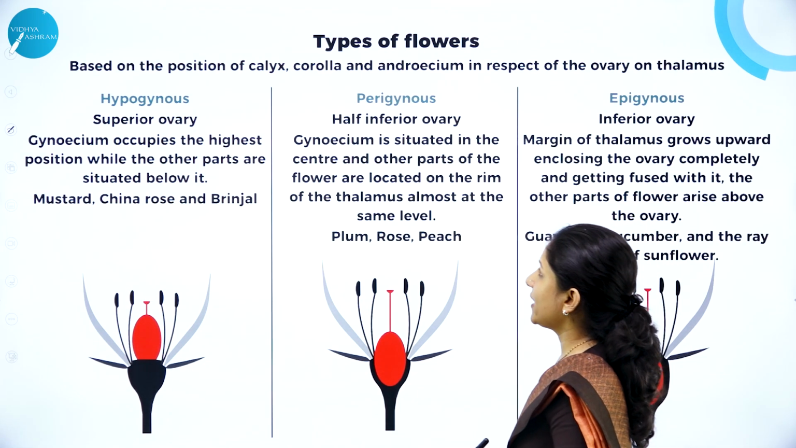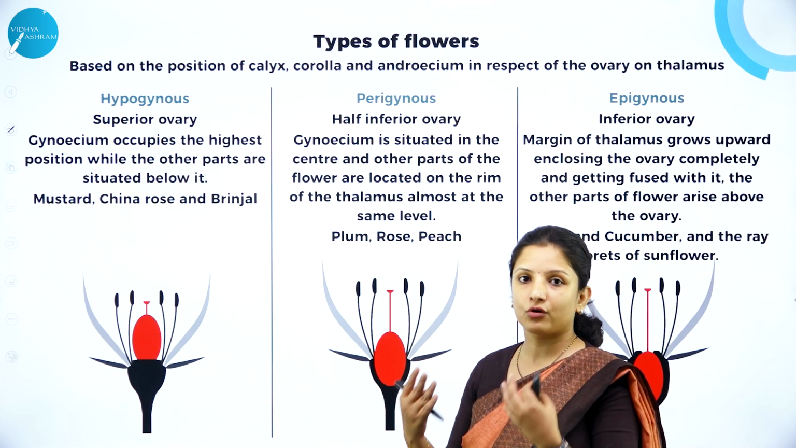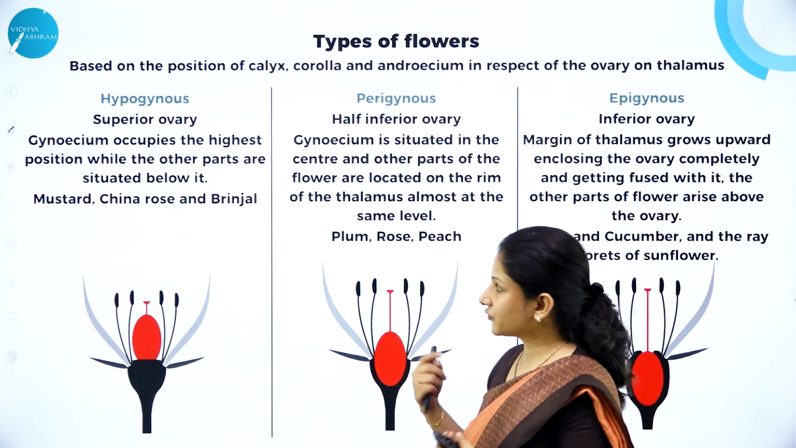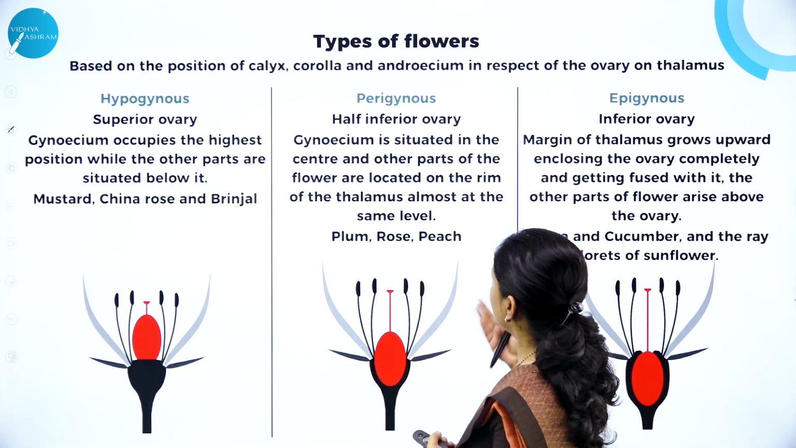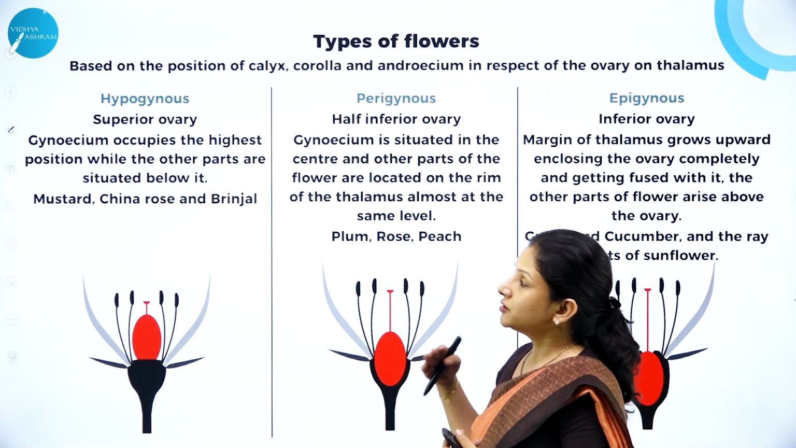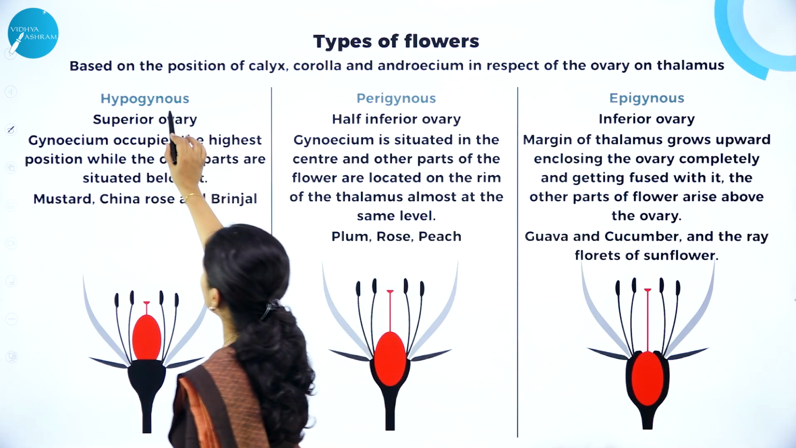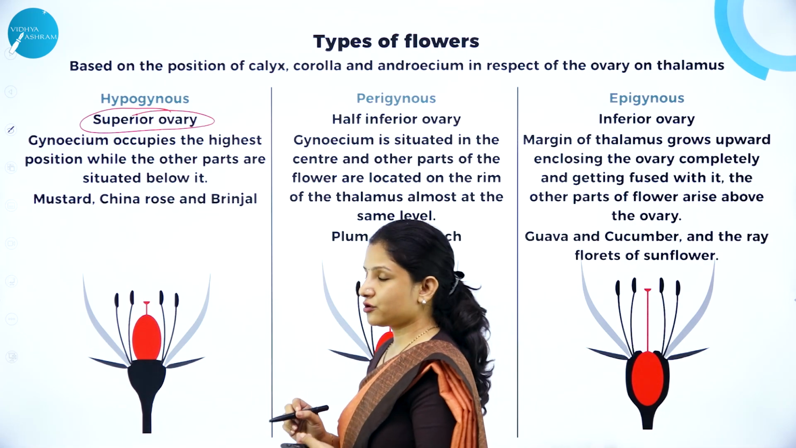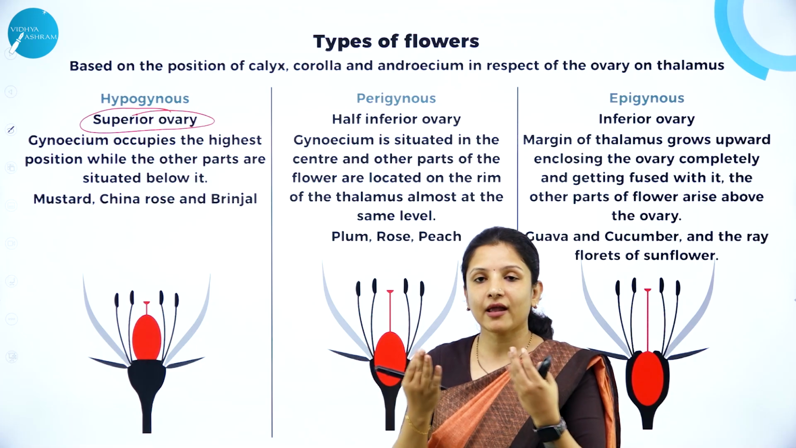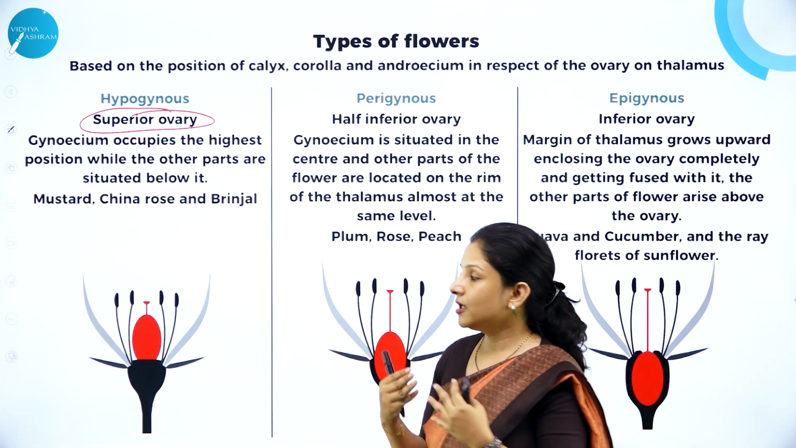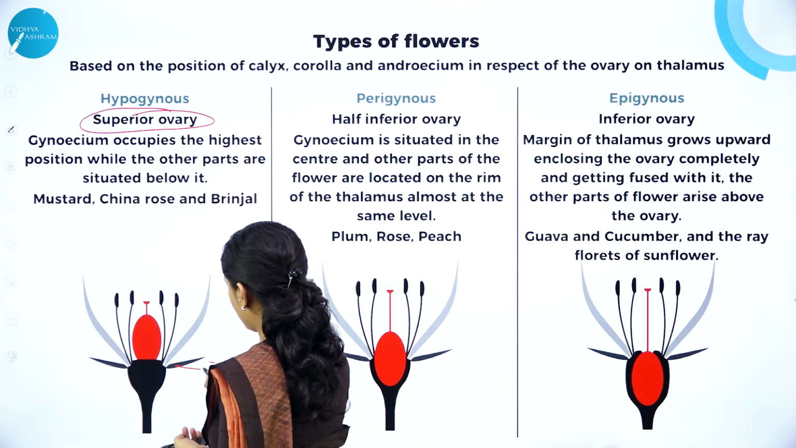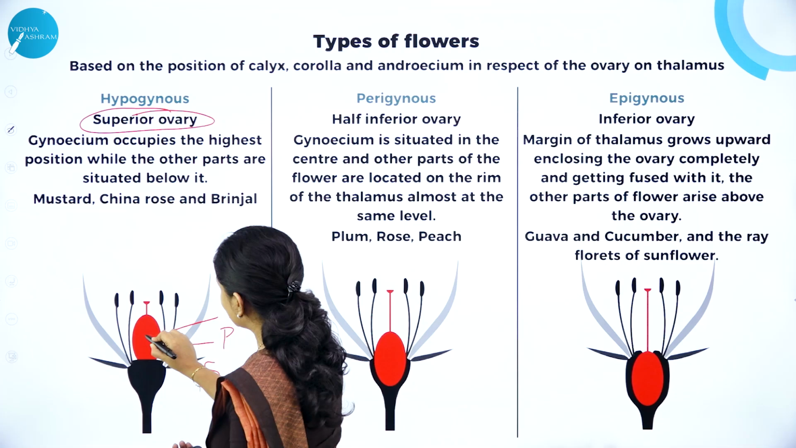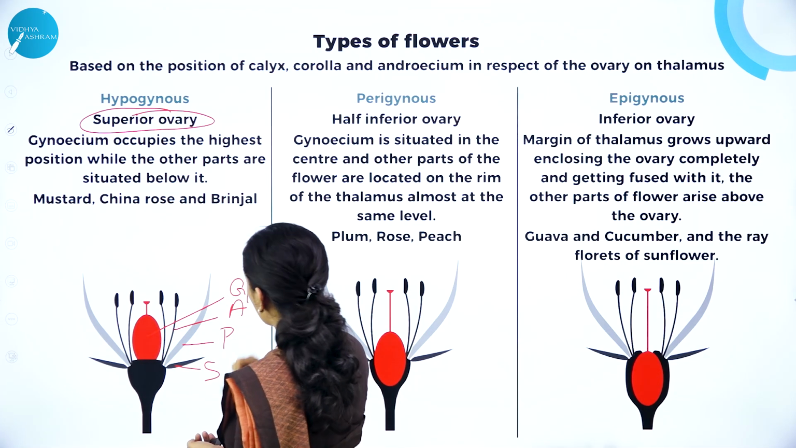Now, talking about based on the position of calyx, corolla and ovary, especially the ovary, the flowers can be of three types, which are hypogynous, perigynous and epigynous flowers. Those flowers having a superior ovary are called hypogynous flowers. Now, what is a superior ovary? I told you all the whorls of the flower arise from the receptacle, right? Here, this is the sepal of the flower, this is the petal, this is the androecium and this one is the gynoecium, which has the ovary.